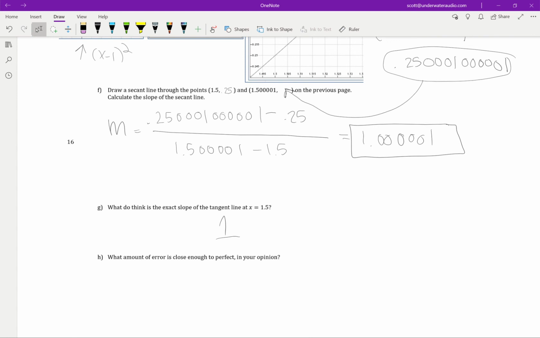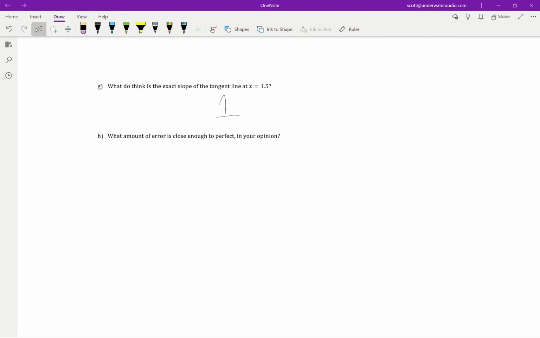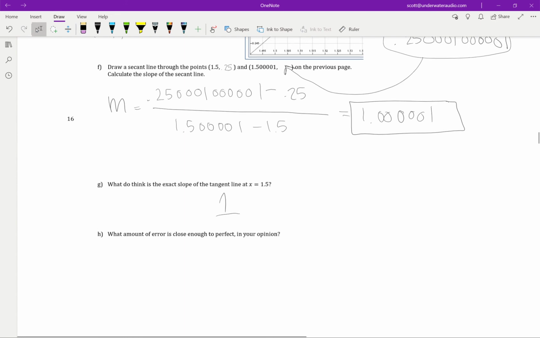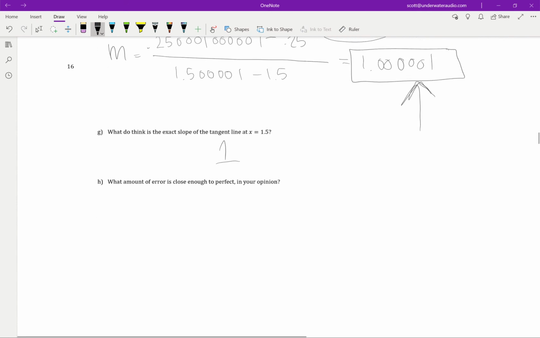That's my bet. So instead of answering part H, what amount of error is close enough to perfect in your opinion? I think that's something to think about. In your opinion, does that round to 1? Is that close enough to 1 that you believe it? It counts to me, I think.